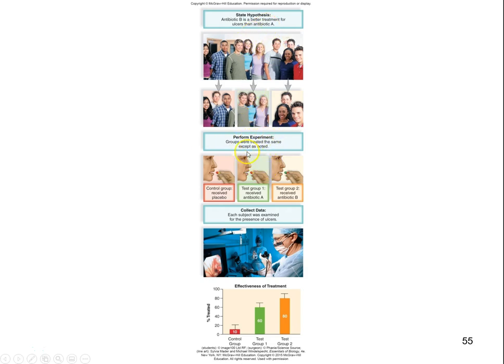Therefore, there was an experiment that was performed. Groups were treated the same except as noted. These are patients that had ulcers. Some received a placebo, some received antibiotic A, and some received antibiotic B, okay? They were given these three different treatments, either placebo, antibiotic A, or antibiotic B. And then each subject was examined for the presence of these ulcers to see what happened over time on that treatment.